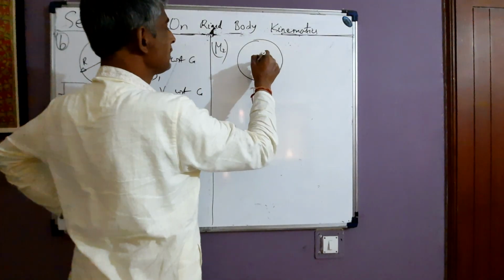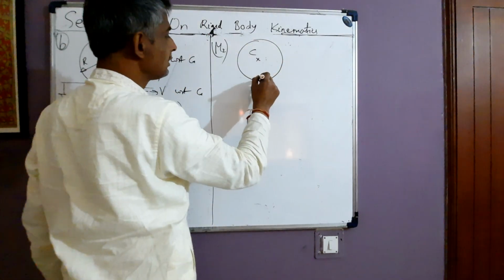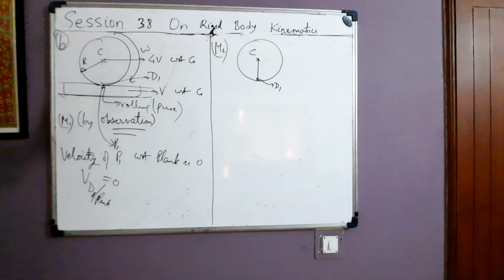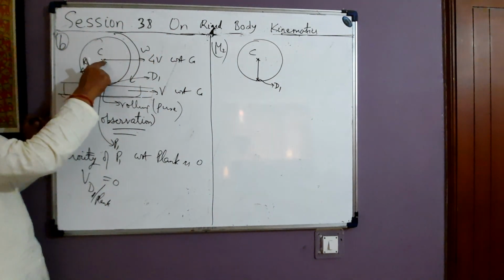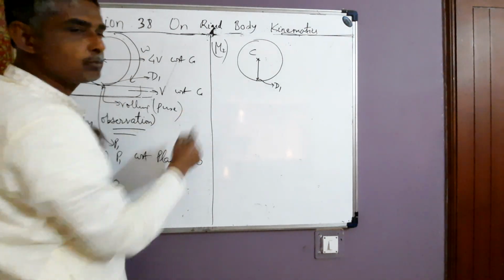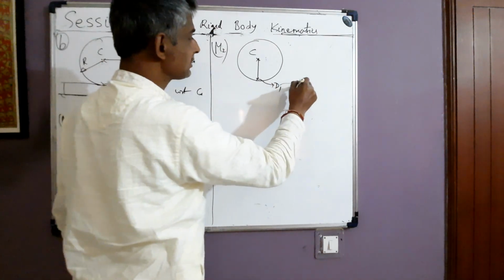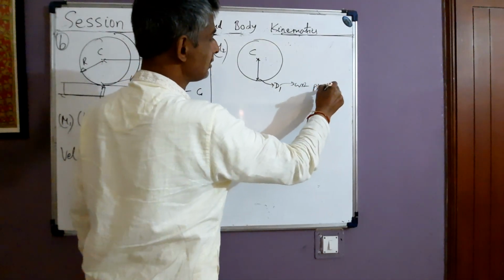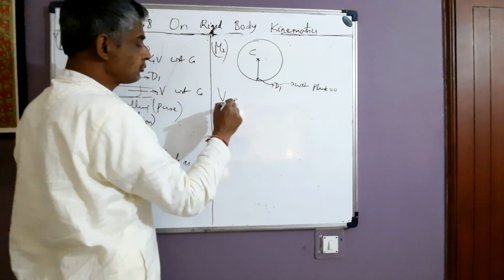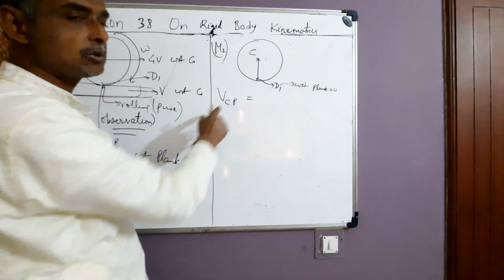Method 2, what we do? We apply the SRC method, by IC concept. This is C, this is D1. Now method 2, what we do first? We find the velocity of center C of drum with respect to plank and velocity of D1 with respect to plank. Now as I mentioned in method 1, velocity of D1 with respect to plank is 0. And velocity of C with respect to plank is VCP, the velocity of center C of drum with respect to plank.